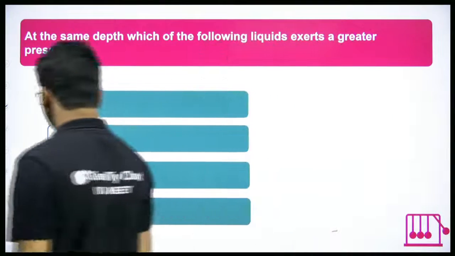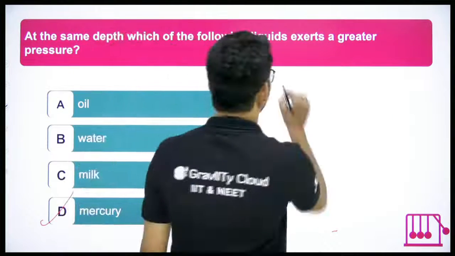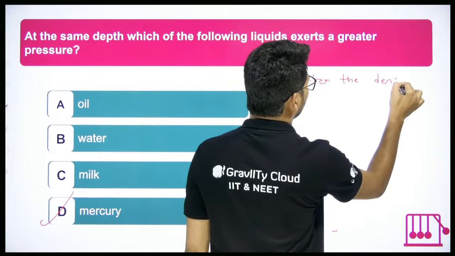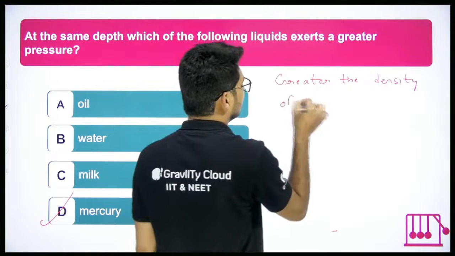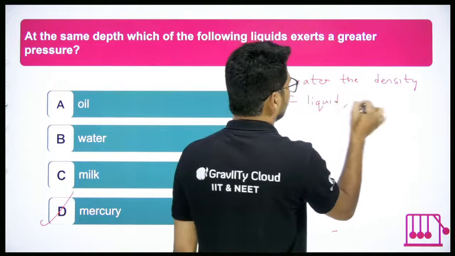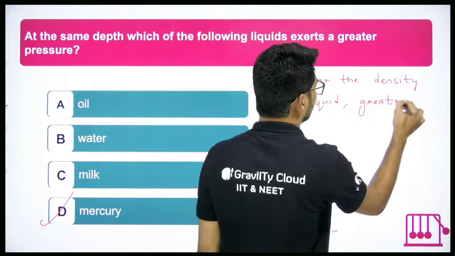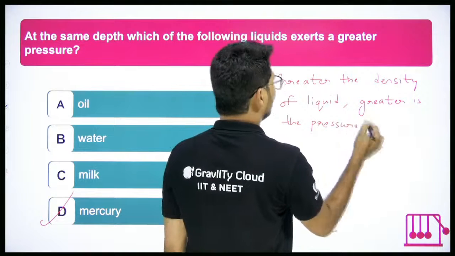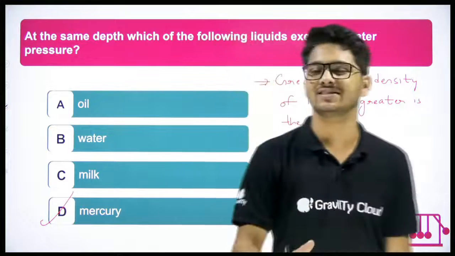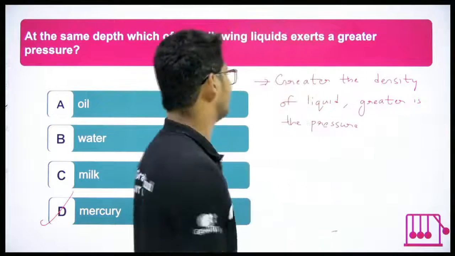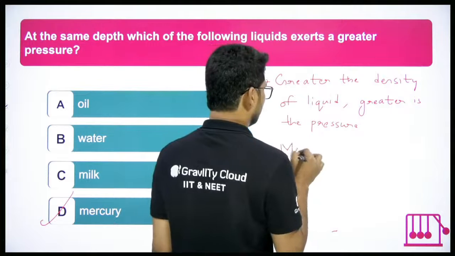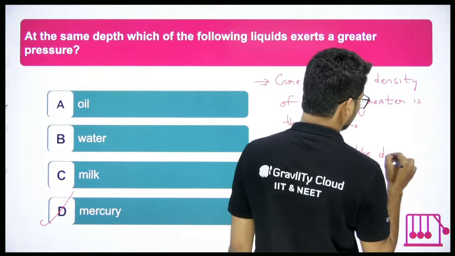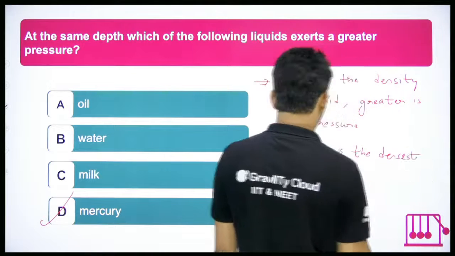The time is up, and the correct answer is D, because greater the density, greater the pressure. Greater the density of liquid, greater is the pressure. And here among the given liquids, which one is the densest? Mercury is the densest among all of them. That is the reason why the answer is mercury. Mercury is the densest among the options given here.